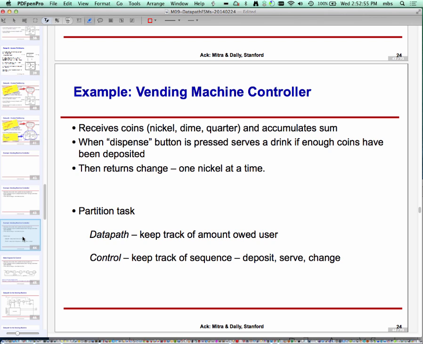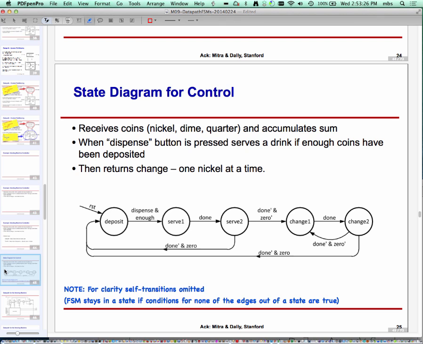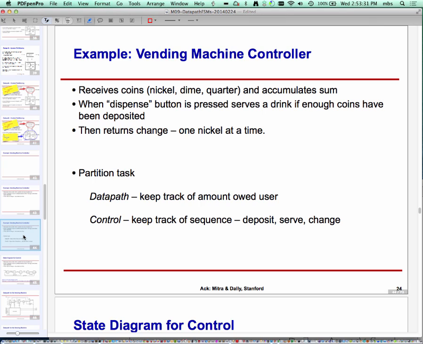So we have to partition this thing into data path and into control. So what we'll do is the data path will keep track of the amount that the user has deposited, and the control part will keep track of the sequence. The user has to deposit the coin. If there is enough money deposited, then I have to serve. So I have to tell the drink mechanism to release a can, and then I have to dish out the change. So I have to let the money mechanism release four nickels in my example of 80 cents versus $1. So at the highest level, you decide that, okay, this is a partitioning we'll do.